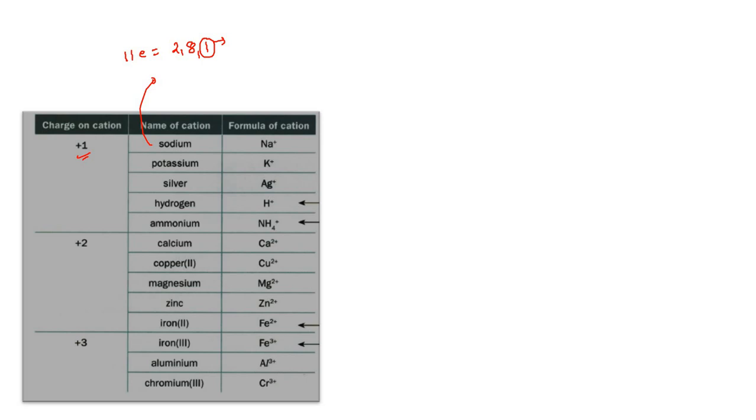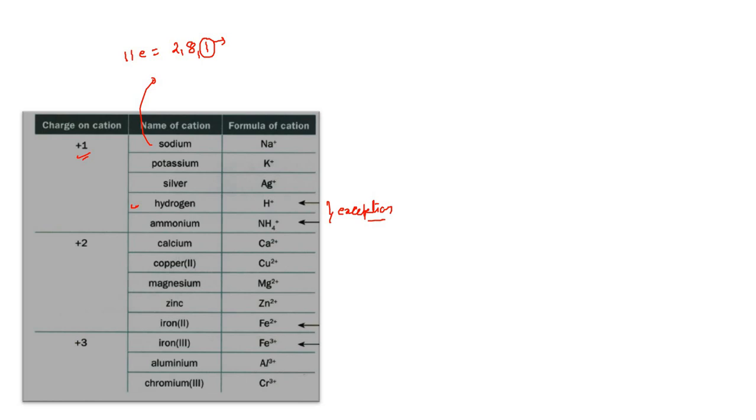Now some are exceptions. For example, hydrogen. Even though it's not group 1, it always forms H plus because it's easier for it to give away the 1 electron. Then the ammonium ion. These two are exceptional cases where they are not metals but still have a positive charge of plus 1.